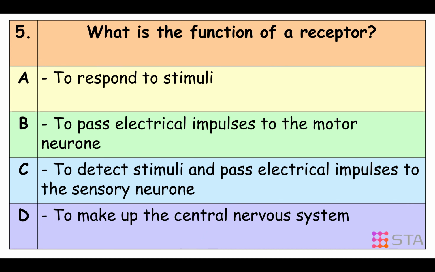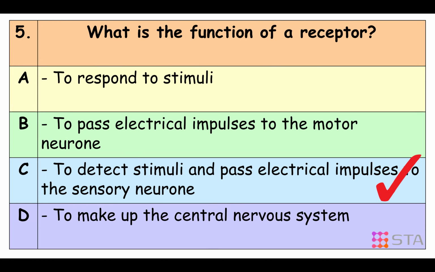Number 5, what is the function of a receptor? And by all means, pause if you need more time. The answer, as we saw earlier, was C. Receptors detect stimuli and they pass electrical impulses to the sensory neuron.